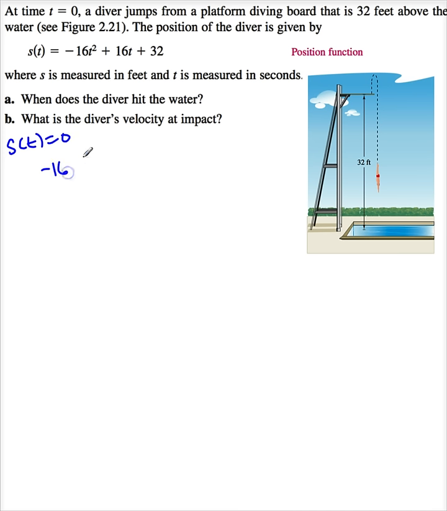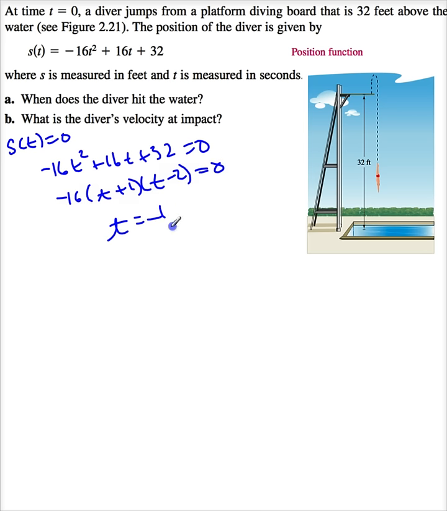So when negative 16 t squared plus 16t plus 32 equals 0. So we can factor this. Negative 16, t plus 1, t minus 2 equals 0. So t has to equal negative 1 or 2. Now you do have to do a little common sense here. We don't have negative times. Time is always positive. So the answer is t equals 2 seconds.